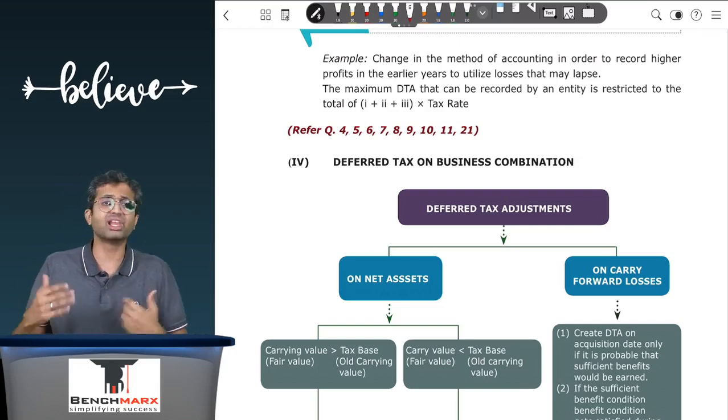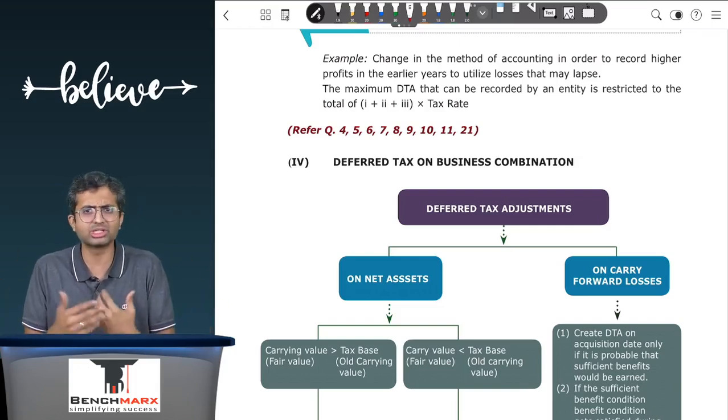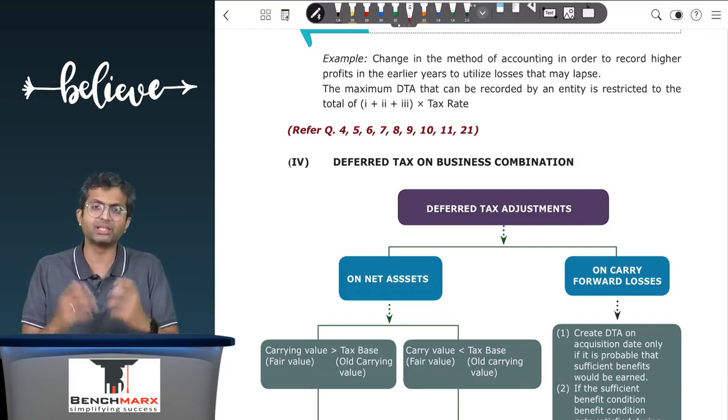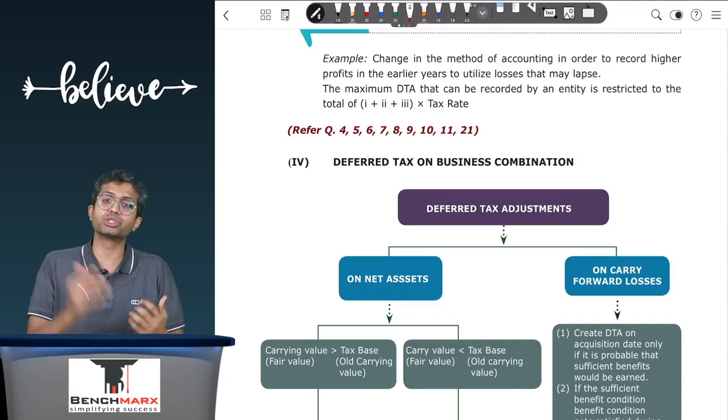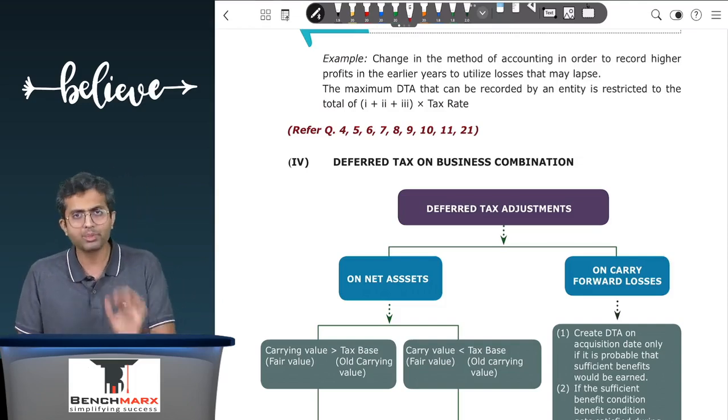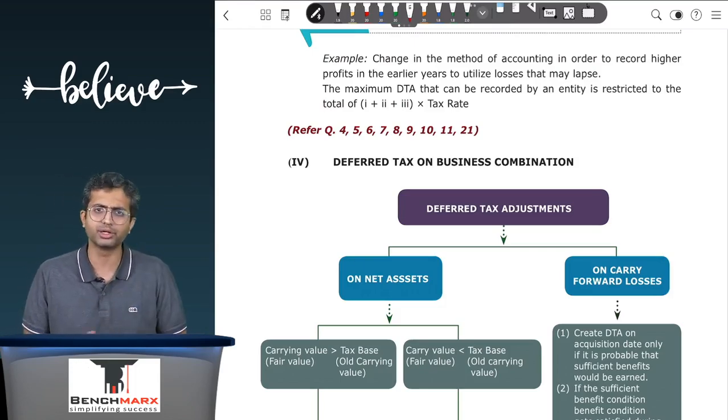selling company. The selling company may not have created a deferred tax asset because it did not believe that it will earn sufficient profits. However, on acquisition by the parent, if it now believes that sufficient profits will be earned, then a deferred tax asset can be created for the carry forward losses even at the stage of business combination or even at a later date.